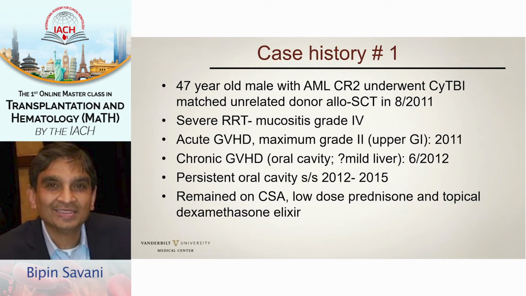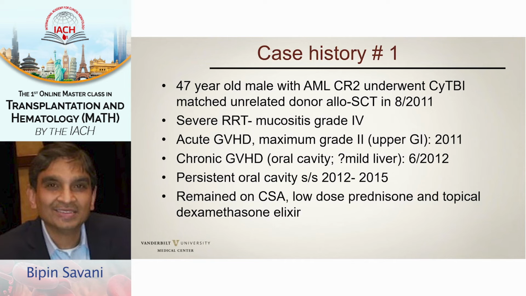Let me start with two classical case histories to start our discussion. Case number one. This case is very well known to us. Briefly, this is a 47-year-old male with AML in CR2 who underwent TBI-based matched unrelated donor transplant in August 2011. At that time, we used to use TBI. As you know, we don't use TBI much nowadays.